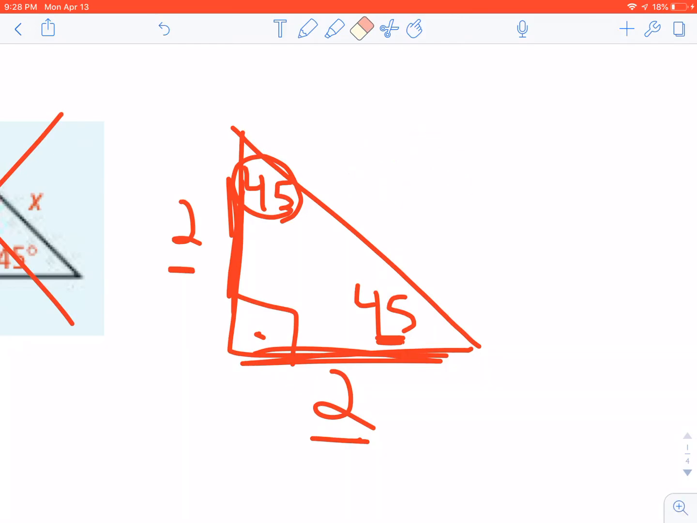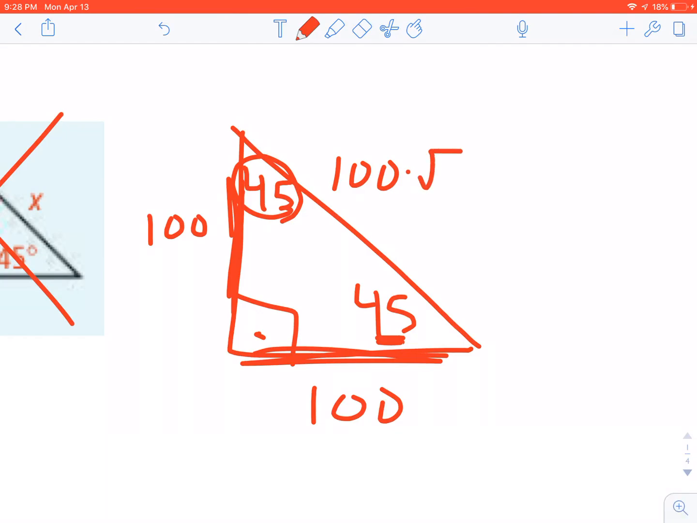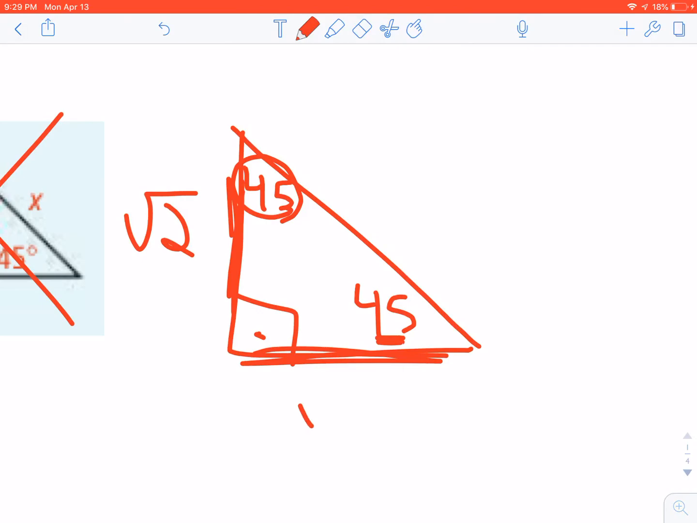Okay, let's change it up here. Let's just say it was 100. Then this leg is also 100, and the hypotenuse is 100 times radical 2. Let's do one more example. This is where it can get kind of tricky. Let's say that I give you the leg to be radical 2. Well, then you know the other leg is radical 2.